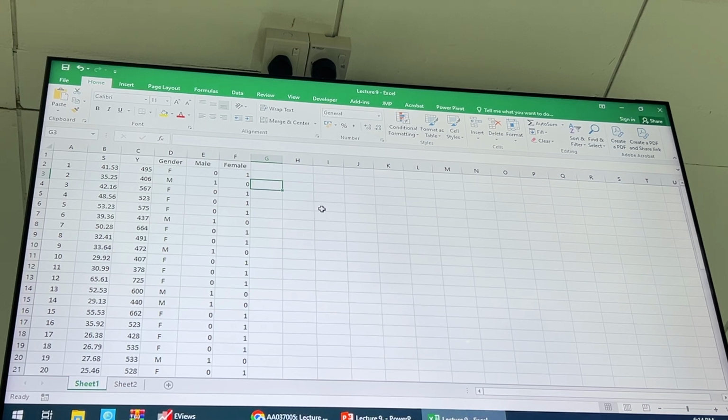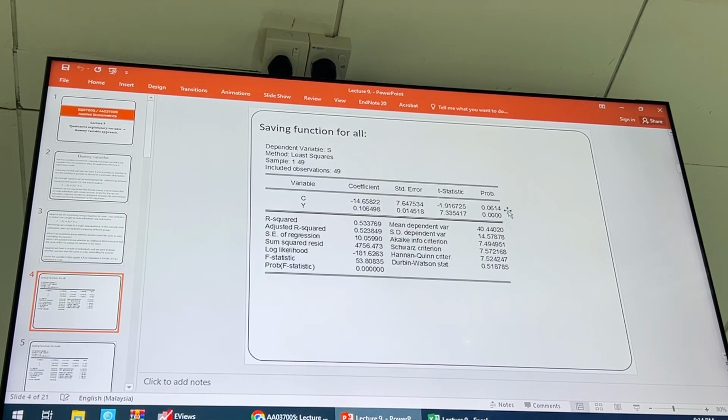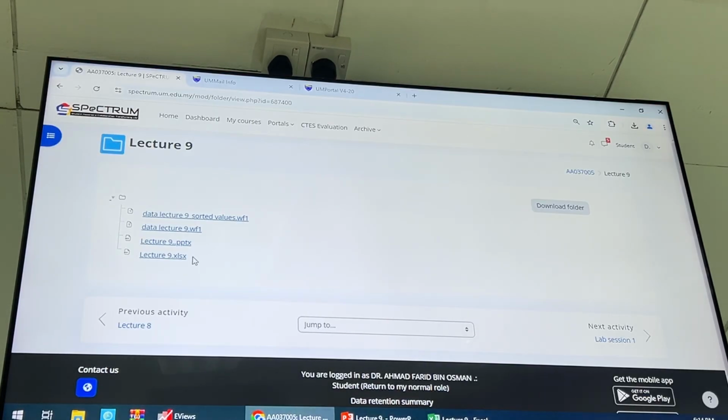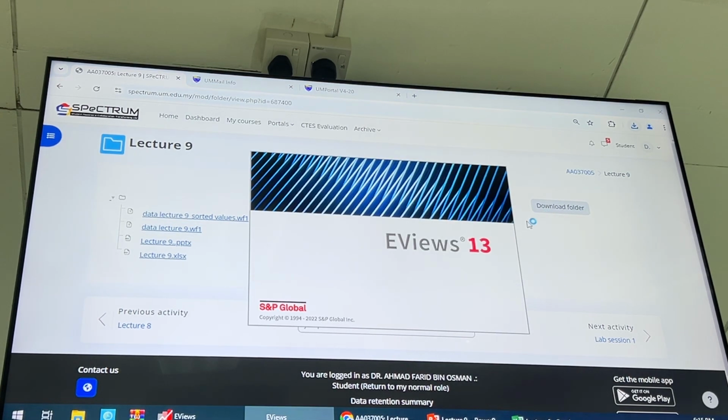Now, as mentioned before, we have different options. First option, we just ignore the fact that our data belong to different categories, male and female. We just assume all behave the same. So we just estimate the model without taking into account male and female, and obtain this output. Here is the data for all observations.